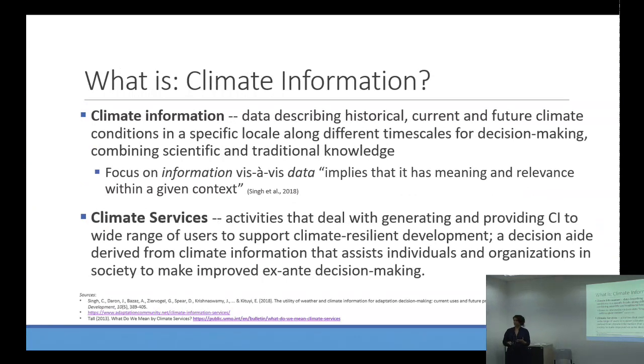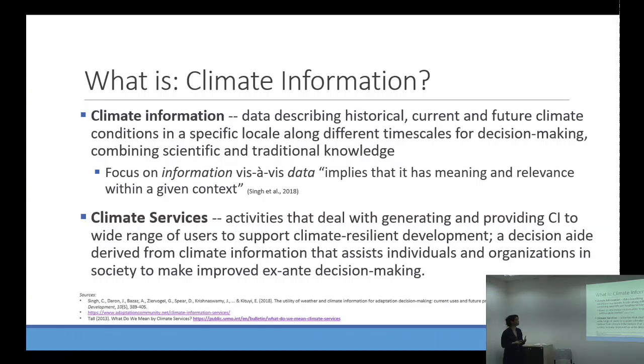So, climate information. I think it's been brilliant that I follow after you, because it's quite exciting to hear about all of the different products and data being shared and collected within Brazil and, of course, other countries. Climate information is something a bit more. As I said in the second point, information vis-a-vis data implies it has meaning and relevance in a given context.